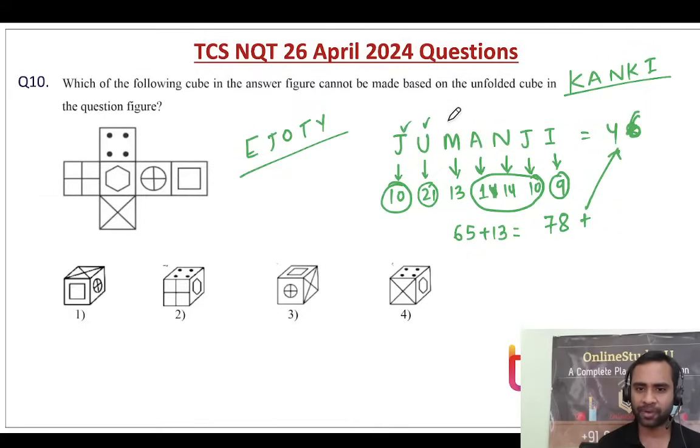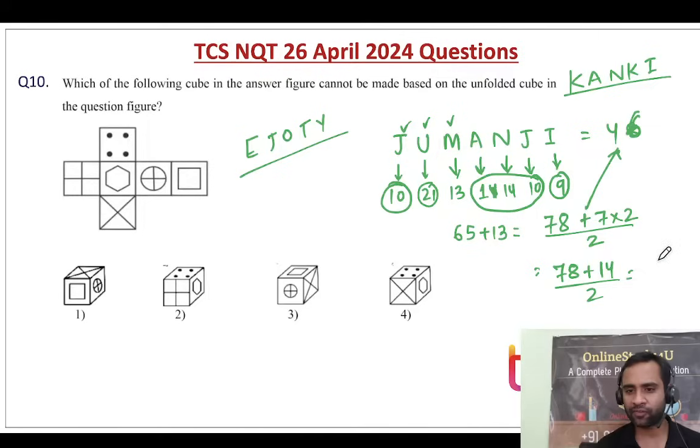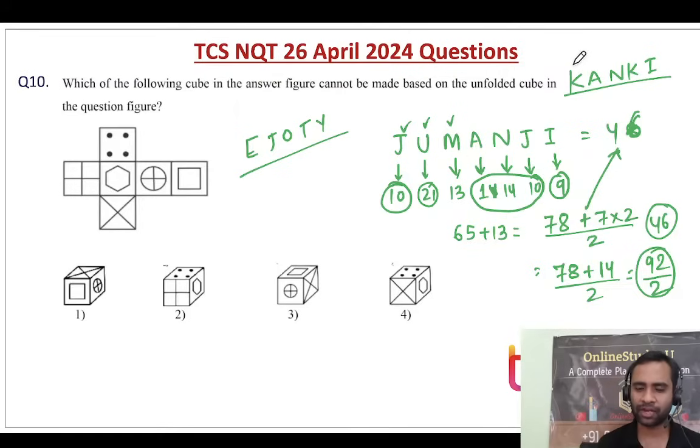Now the number of alphabets is 7. So 7 into 2, and then you divide by 2. See, the logic should give you the answer, and the logic can be anything, right? So it is nothing but 46. Now for whatever they have asked, do that only. Add their places, then multiply with 2 into the number of alphabets, and then divide by 2.